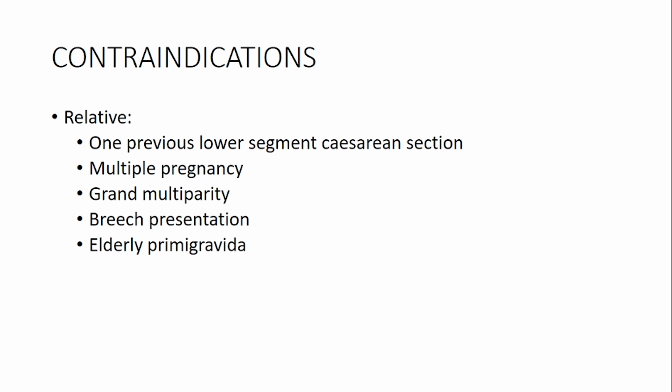What are the contraindications to induction of labor? Contraindications could be relative or absolute. Relative, in which case you may want to balance it and try to see if your induction of labor could be successful. But they are not absolutely contraindicated. For instance, in certain cases of previous lower segment cesarean section, one single lower segment cesarean section, an induction of labor can still be carried out. In multiple pregnancy, grand multiparity, in breech presentation, and elderly primigravida, in all these circumstances, induction of labor can be carried out relatively with very, very close monitoring.